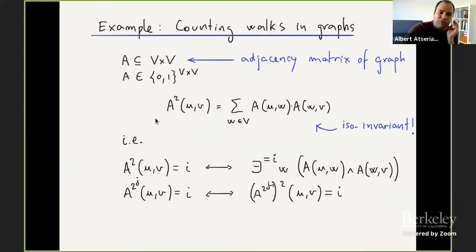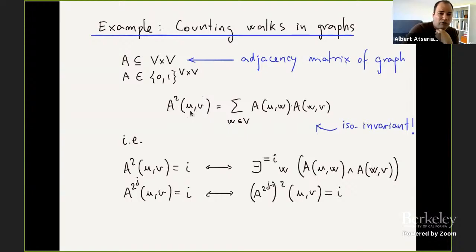So let me give an example of how you do fixed point logic with counting. You can do quite sophisticated things. This is a basic one first. So let's count walks in graphs. Suppose you're given a graph on some vertices. This is an adjacency matrix. You can think of it as a 0-1 matrix with indices, the vertices of your graph.